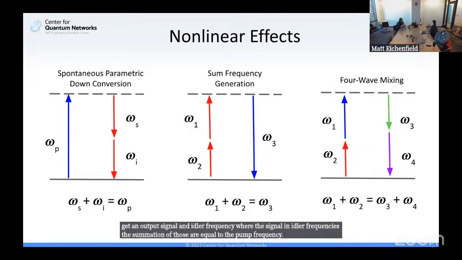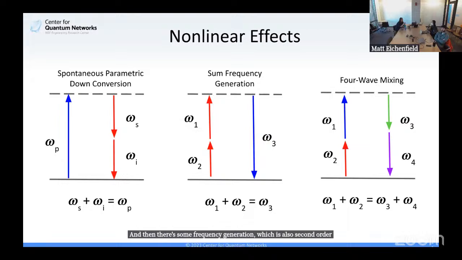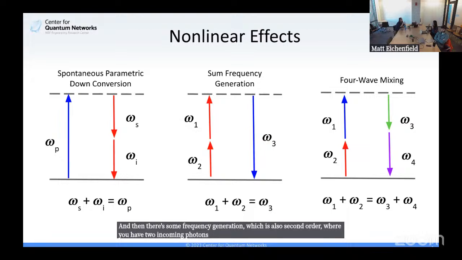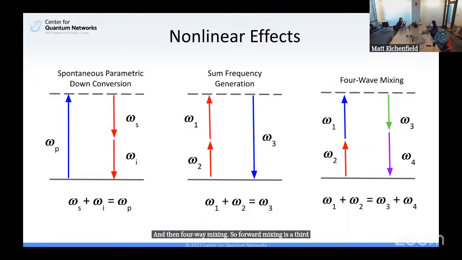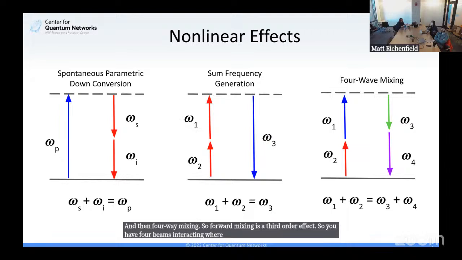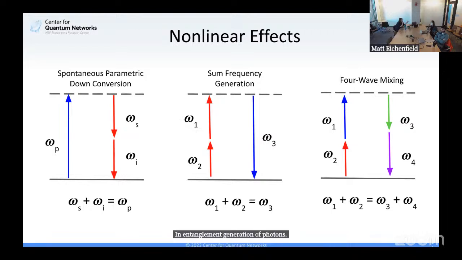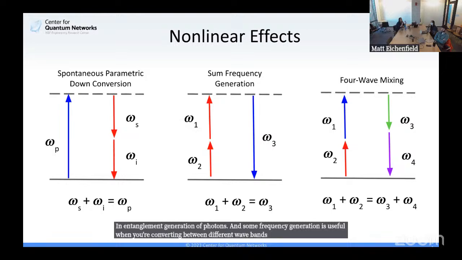And then there's sum frequency generation, which is also second order, where you have two incoming photons that then add to the frequency of your output photon. And then four-wave mixing is a third order effect. So you have four beams interacting, where you can have some combination of two to three incoming waves or frequencies that then combine to one or two output frequencies. SPDC and four-wave mixing are used in entanglement generation of photons, and sum frequency generation is useful when you're converting between different wave bands, because different photonic devices will work better at some wave bands than others.